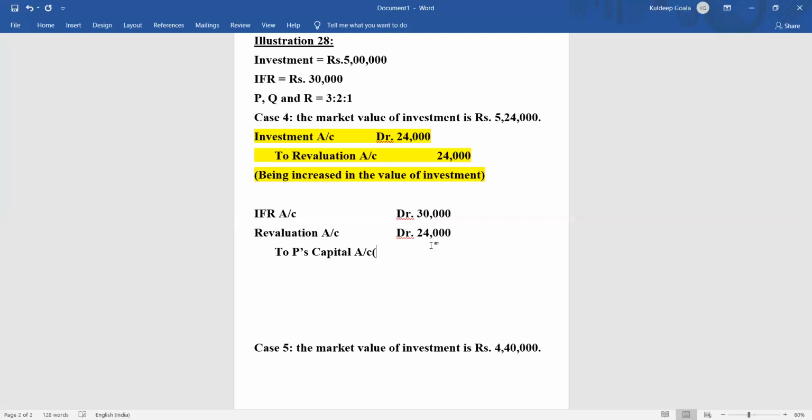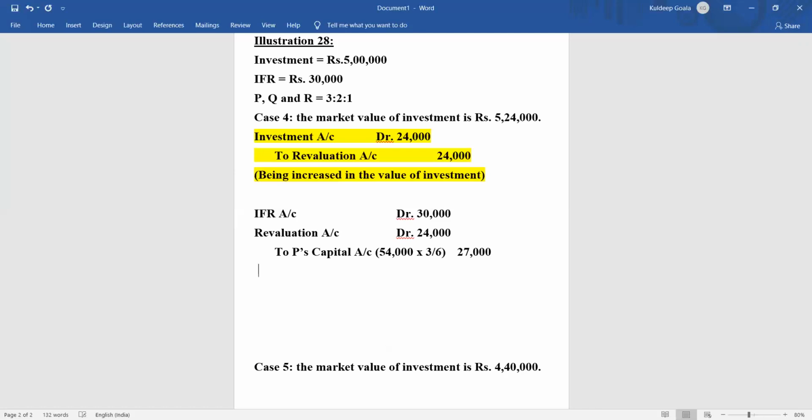How much will be the amount? Just see, I'm showing you the calculation for the first case. What is the total? 54,000, isn't it? 54,000 into 3 divided by 6, the ratio being 3 is to 2 is to 1, right? So how much is it coming to? 54,000 into 3 by 6 ultimately comes to 27,000 rupees, right? Okay, then comes the next one. P's is done. Then Q's capital account.